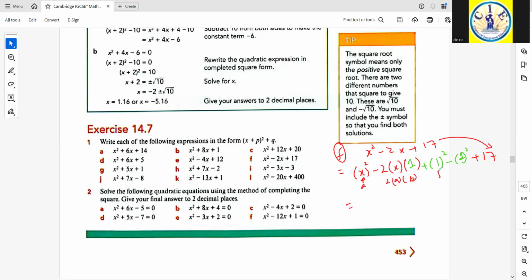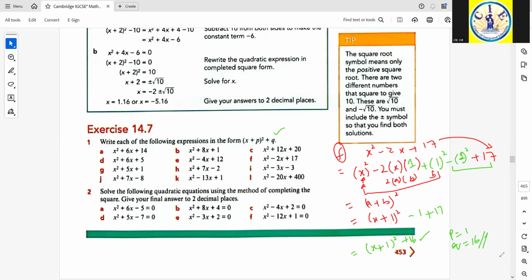So now these three terms complete the square, a plus b whole squared. Substitute their values like x plus 1 whole squared. And these two would be solved together. Negative 1 plus 17, which is plus 16. So comparing it with this, we say that P is 1 and Q is 16.